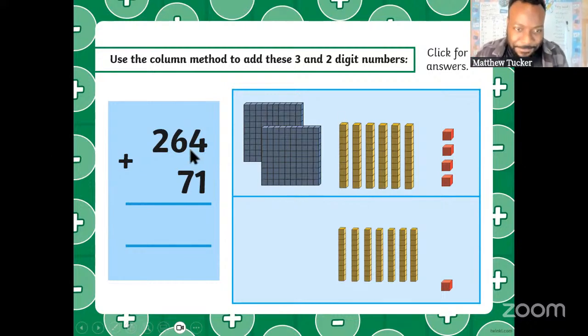All right, so 4 and 1. I want to see some answers in the chat for this one. What do you reckon? 264 plus 71. What is the answer going to be? Stretch your brains. What's the answer going to be? Okay, 475 with a smiley face. Let's see.